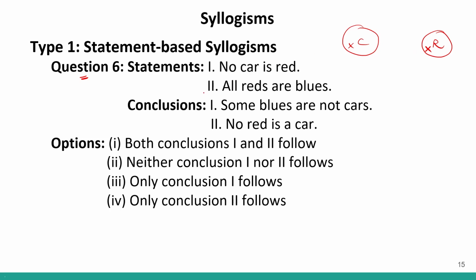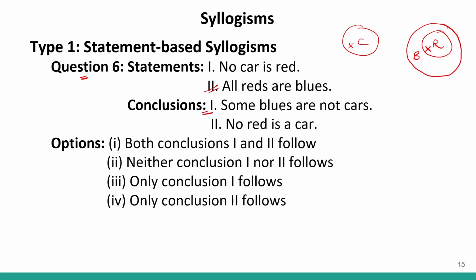Okay. And it is given to us in statement 2, all reds are blues. So all reds are blues will be denoted like this. So this will be my Venn diagram. Car and red will not overlap, and all red are a part of blue. Based on this Venn diagram, let us look at the conclusions.